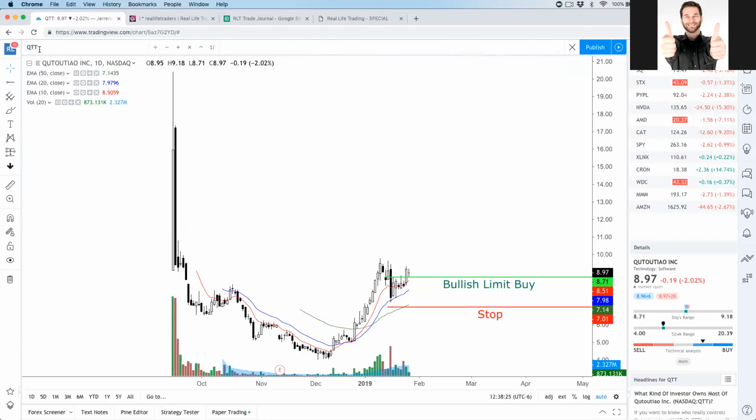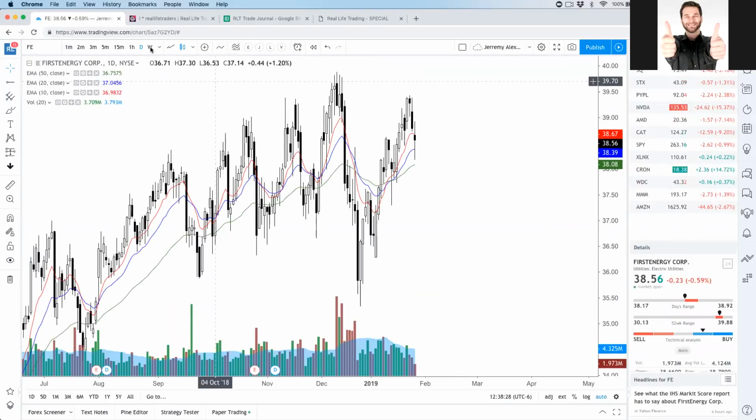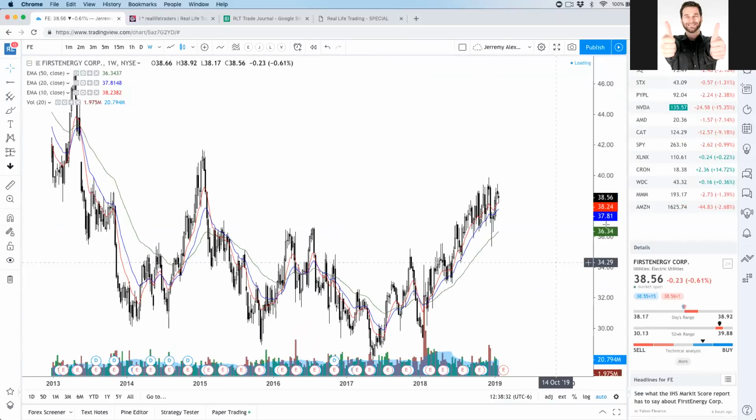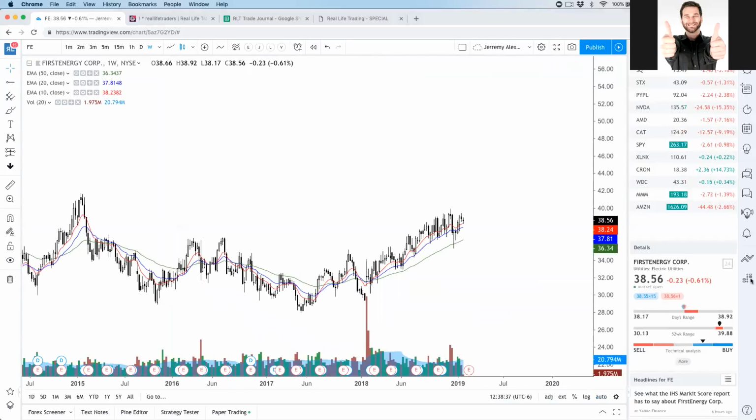Aaron says, I've been watching FE in an upward channel. First Energy is in an upward channel. Like, this is the weekly chart right here. And what Aaron's looking at is pretty much just a classic buy the dip. There's your angle 1. There's your angle 2. And it does look good. I have to agree. Looks nice and toasty.